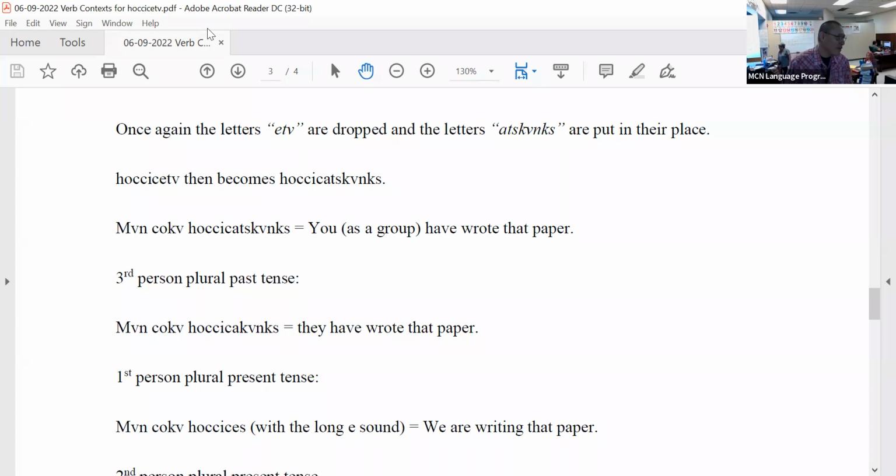You got to remember, you're going to drop the ETV off of there. And you're going to add the ending atskunks on the end of it. And it becomes Hotejatskunks. You as a group. And if I say Choga Hotejatskunks, then I'm saying you as a group have wrote that paper.